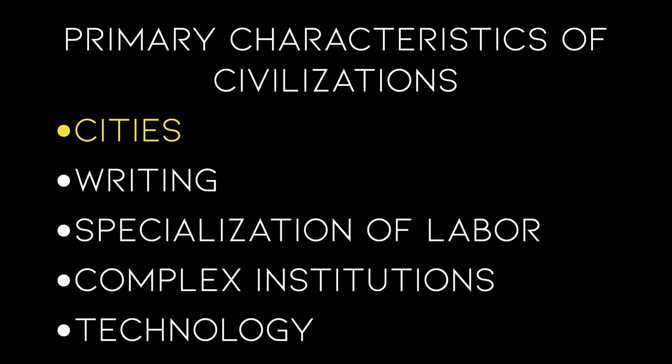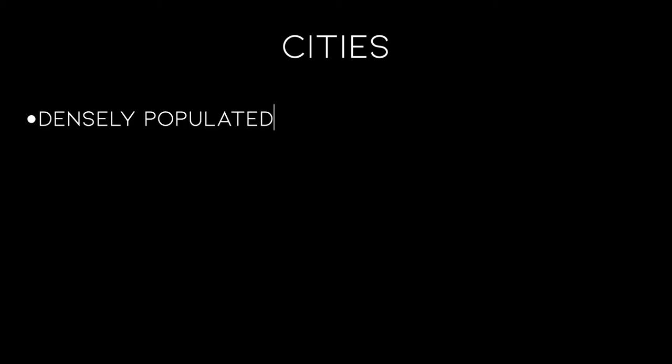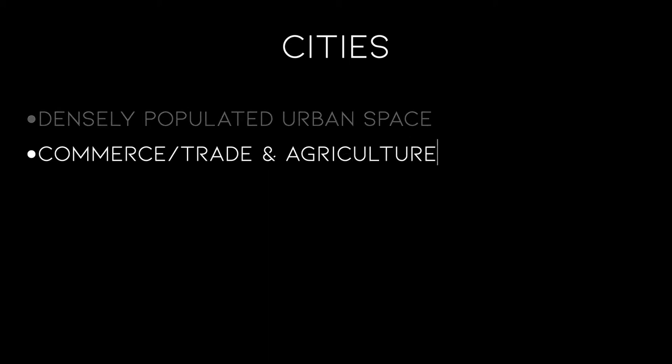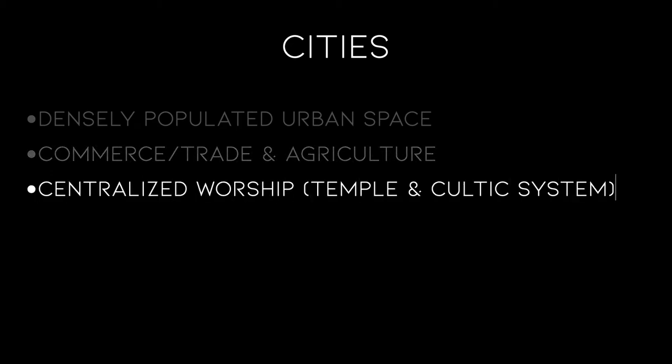The first one is cities. Well, what is a city? A city is a centralized urban setting with a shared culture, economic interests, a political system, a shared religious system, and laws. There are generally fortifications and walls for mutual defense. There's generally a network of agricultural and craft production and merchants, all trading and buying and selling for mutual benefit. There will be some sort of centralized worship, a temple and a cultic system.